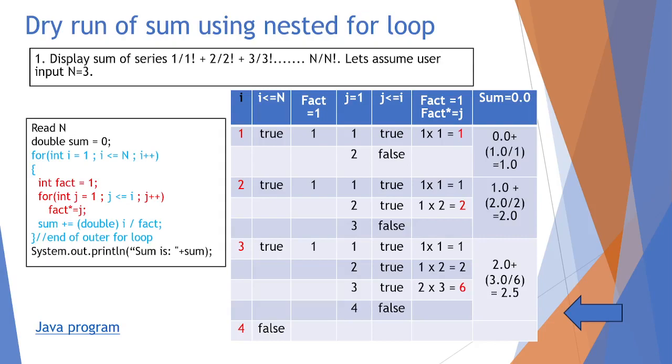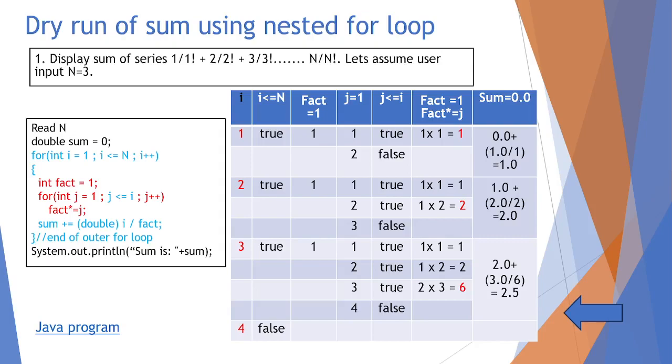See the dry run. i is 1, 2, 3 true, 4th time false. Now fact is reinitialized for each iteration of i. When i is 1, fact is 1. i is 2, fact is 1. i is 3, fact is 1. Now jth loop works how many times? i many times. So when i is 1, j works only 1 time. When i is 2, j works twice. 3, thrice.